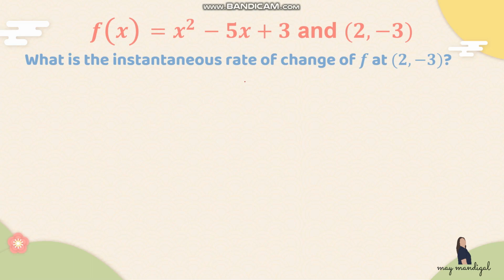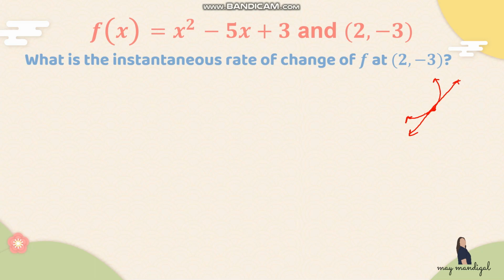Let's say we draw this curve right here. Let's say this is the function, and then we have this point here, the point (2, -3). We want to identify the rate of change of our function at this point. In order to do that, we will use the slope of our tangent line. Let's say this is a tangent line. The slope of our tangent line is the same as our rate of change.